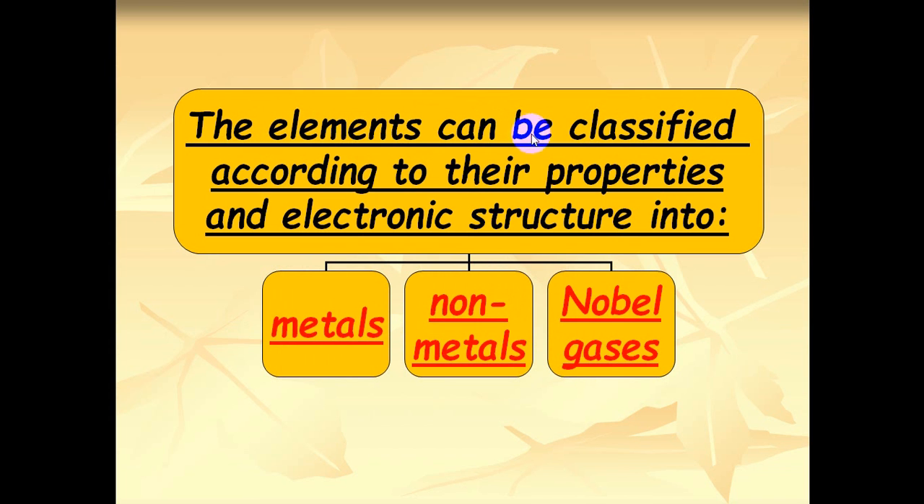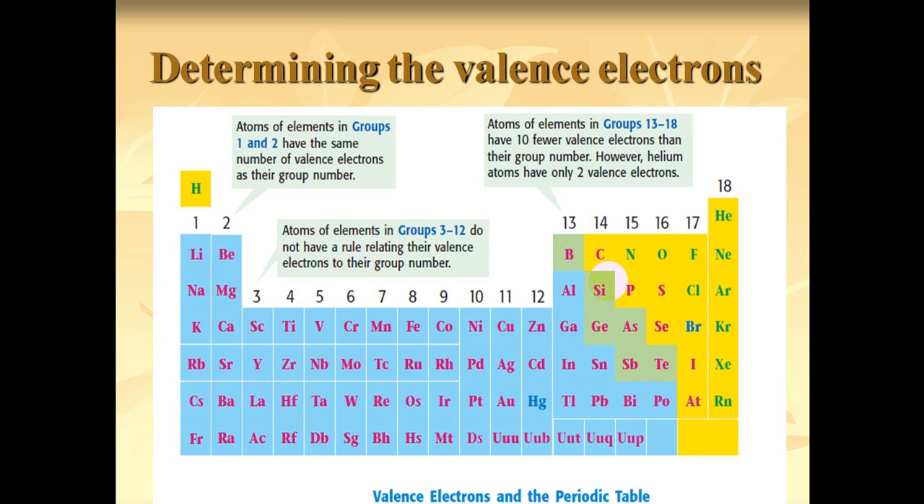The elements can be classified according to their properties and electronic structure. We divide elements into 3 groups: metals, non-metals, and noble gases. Let's see first what are the metals.